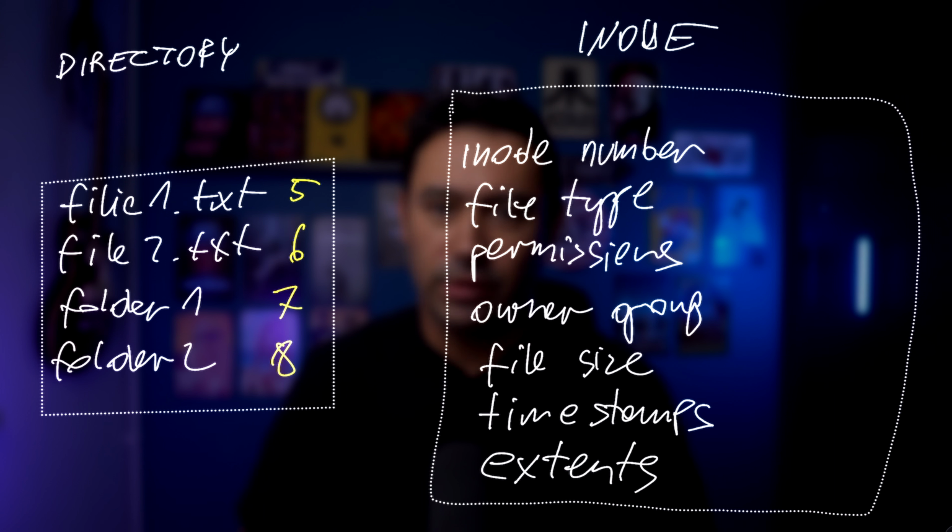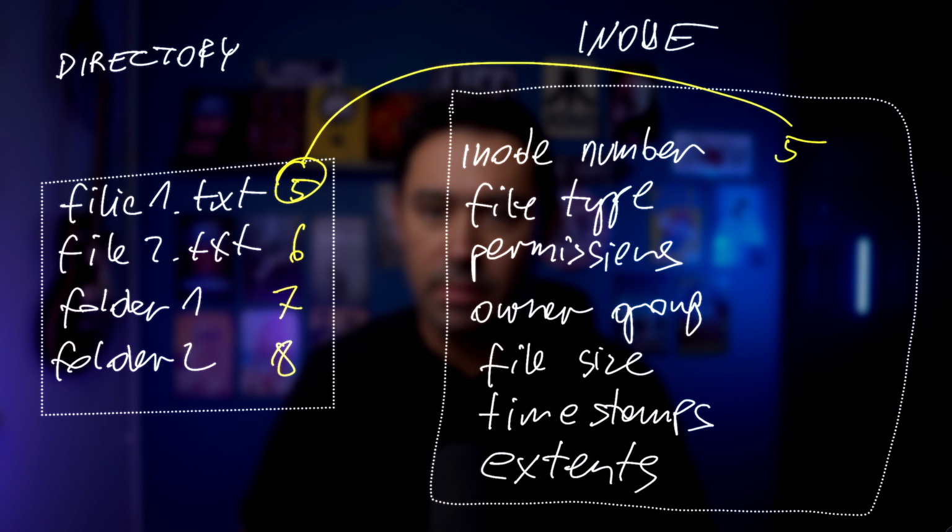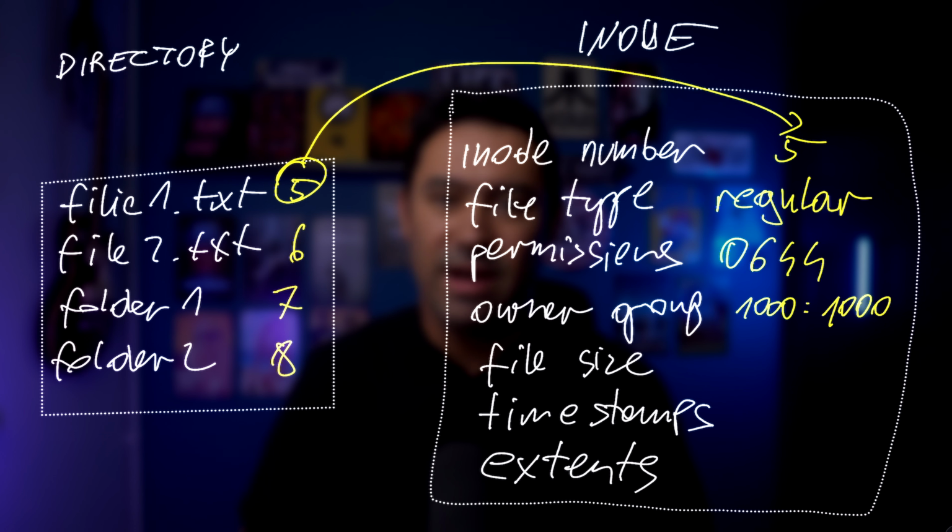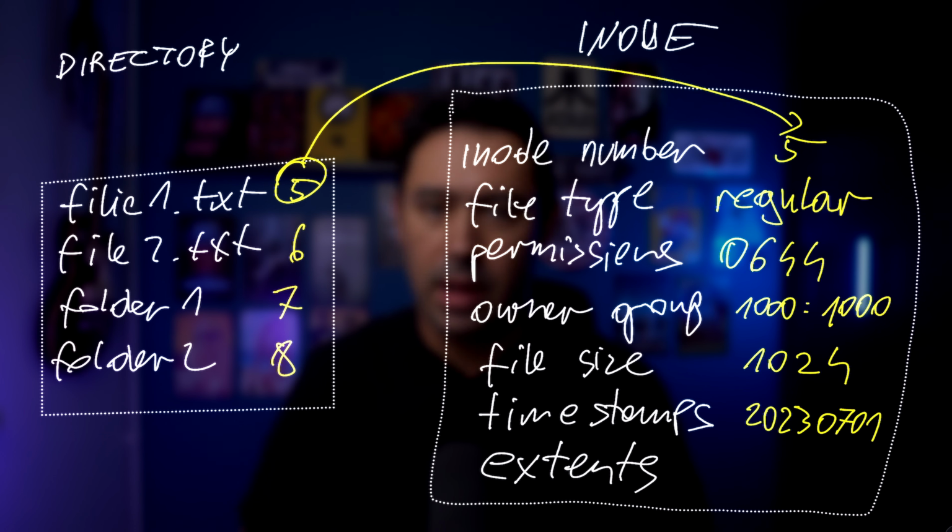An inode is a data structure that holds crucial details about a file or directory, such as its inode number, file type, permissions, owner and group information, file size, timestamps, and pointers to the specific disk blocks where the file's actual data is stored. Allow me to demonstrate this in practice.